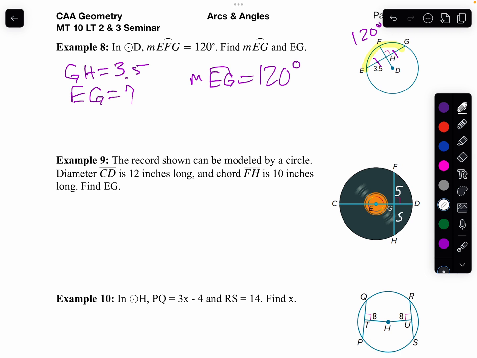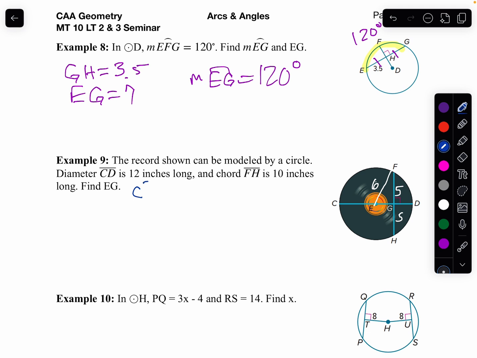And we want to find E to G, and it looks kind of hard to find because we can't really tell it. But here's what I'm going to do. I'm going to make myself a right triangle. Notice E to F is my radius. Since my diameter is 12, I know my radius is 6. So to find E to G, I'm just going to use the Pythagorean theorem. It keeps on showing up over and over again.